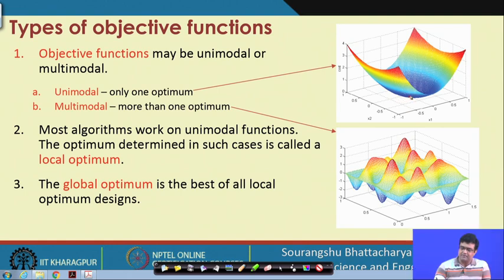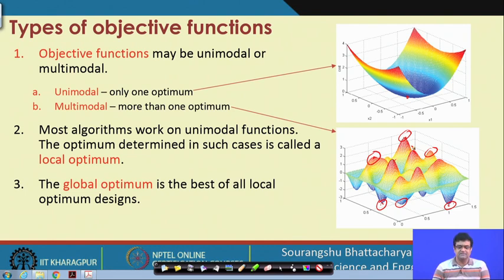only one optima. As you can see here, there is only one minima, whereas here there are multiple maxima and multiple minima. These are some of the minima and these are some of the maxima. This kind of an objective function is called a multimodal objective function.